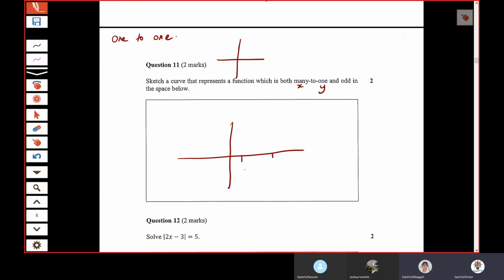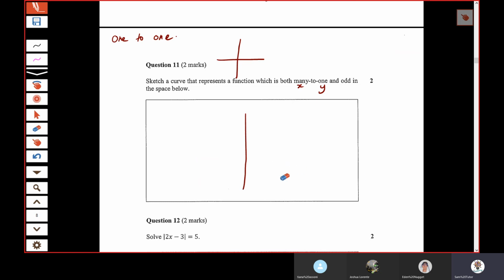Many x's to the one y. So you could draw that. I was wondering if it could be a cubic. No, because a cubic is one to one. One x value gets you one y value. One different x value here gets you one y value. So that's not many to one.